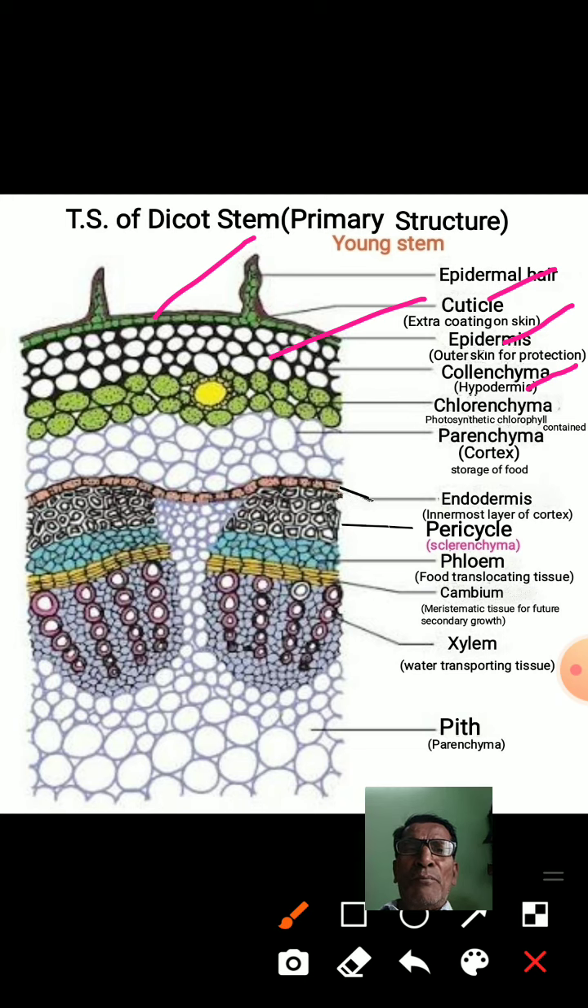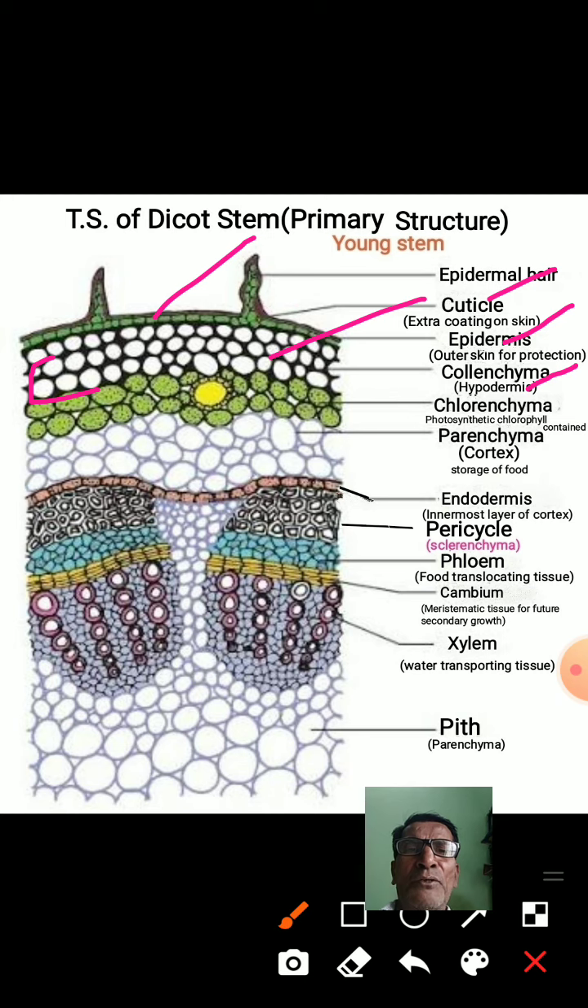Now, the total number of layers of the collenchyma tissue may be 2 to 3 or 4. So this is all collenchyma tissue. The intercellular spaces are filled up with the filling substances. So this is about the hypodermis, a primary protective tissue composing the hypodermis.